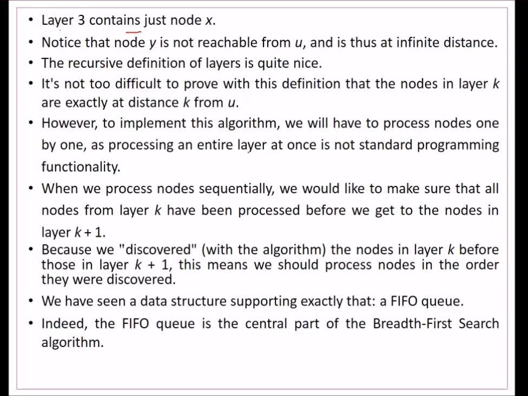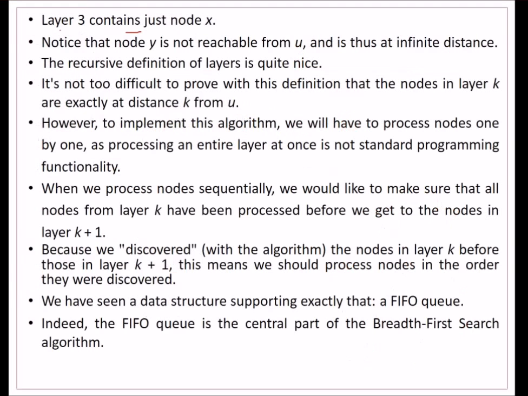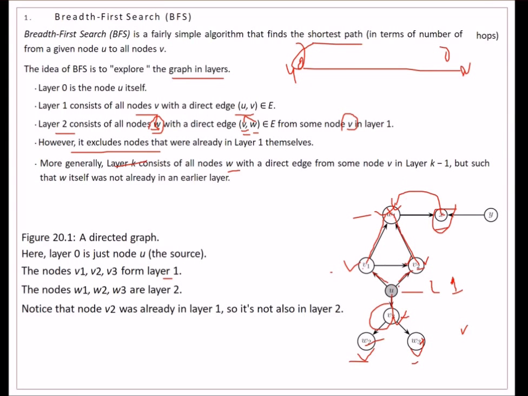So layer 3 contains just X. Why? Because in layer 2 we have W1, W2, W3, and only X is connected to any member of layer 2. That is why X comes in layer 3. And what about Y? We have to notice that Y is not reachable from U and is thus at infinite distance. Y cannot be reached from U.